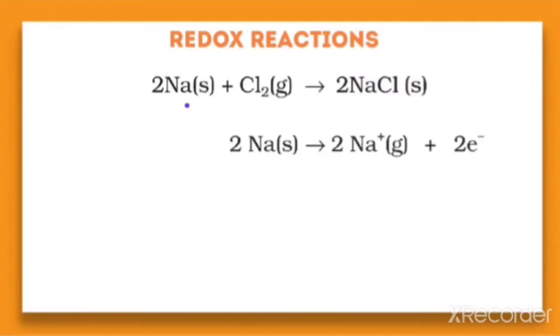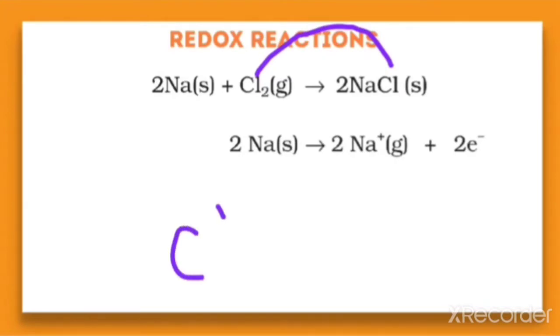Here, a single Na is converted into Na+, forming a positive charge with the loss of one electron. So that's why 2Na will give rise to 2Na+ with the loss of two electrons, as one sodium atom is converted into sodium ion with the loss of one electron. That's why when we balance this, we get 2Na giving rise to 2Na+ plus 2 electrons.